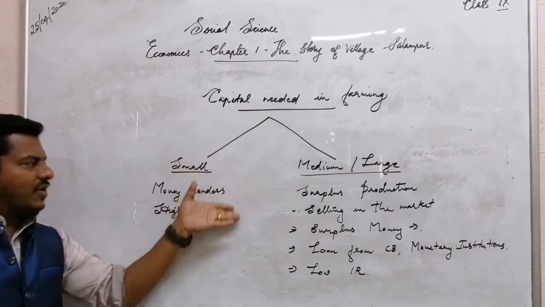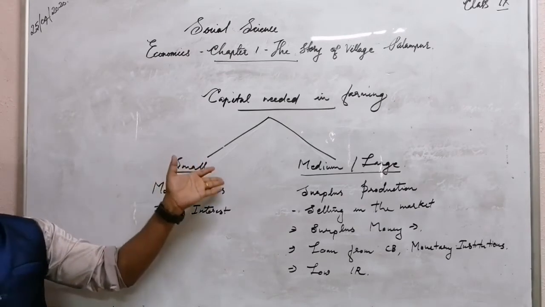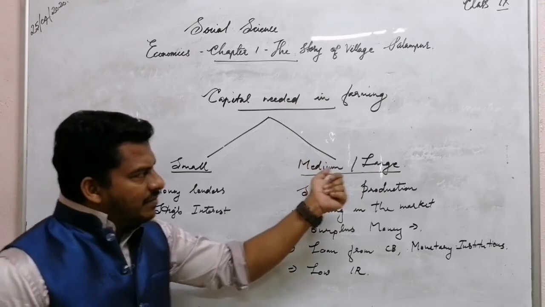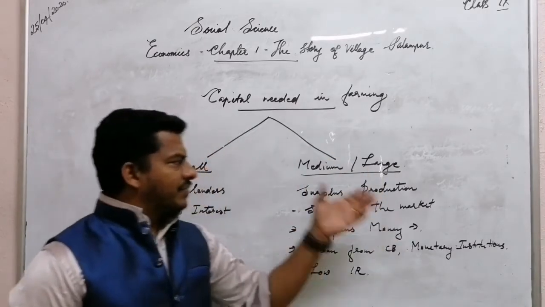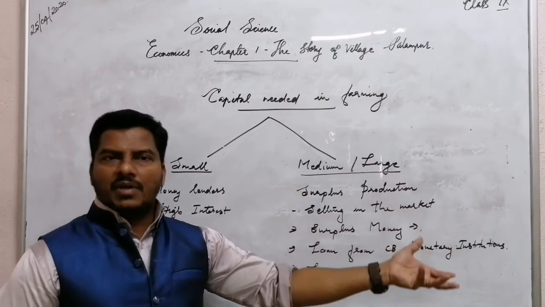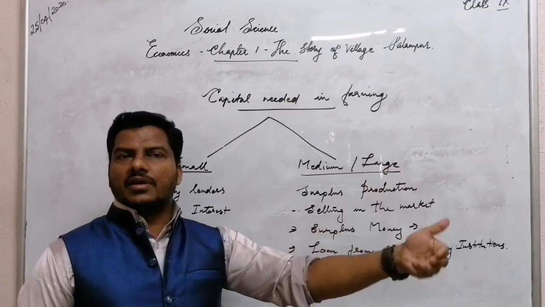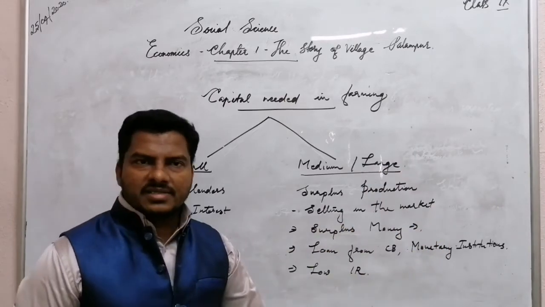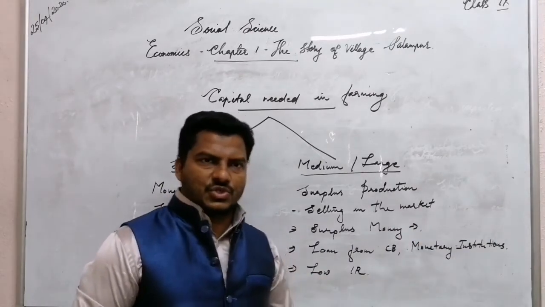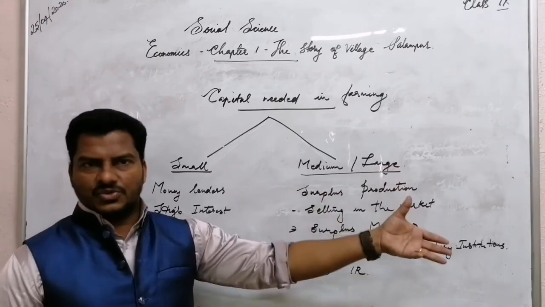Actually, these small farmers are in a pathetic situation. They are not getting money from outside sources. But as far as medium and large farmers are concerned, their production is surplus production, mainly for selling in the market, and they will get surplus money, so they manage to get loans from commercial banks, from other agricultural banks or from other monetary institutions. At a very low interest rate, they will get money from outside sources.